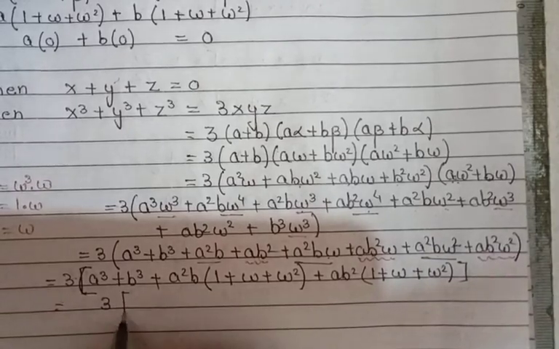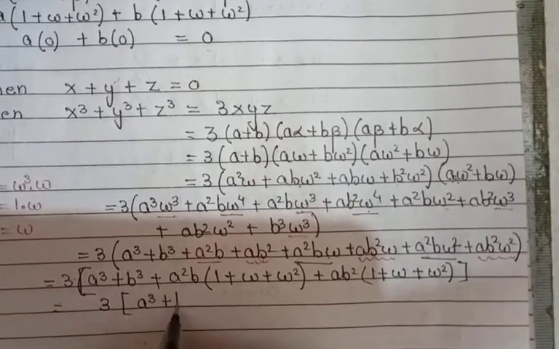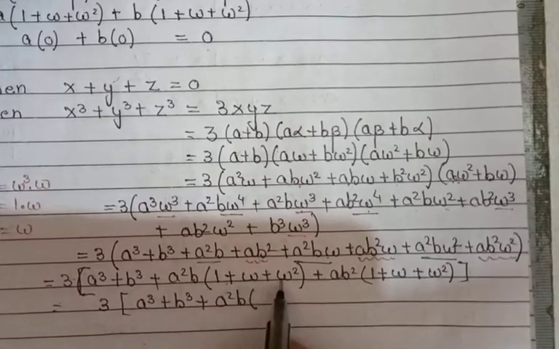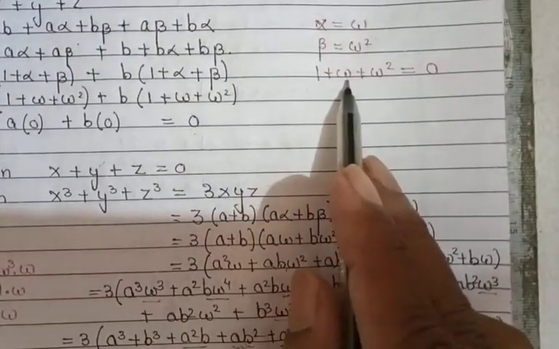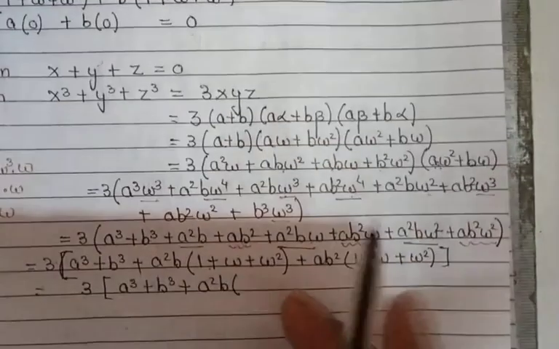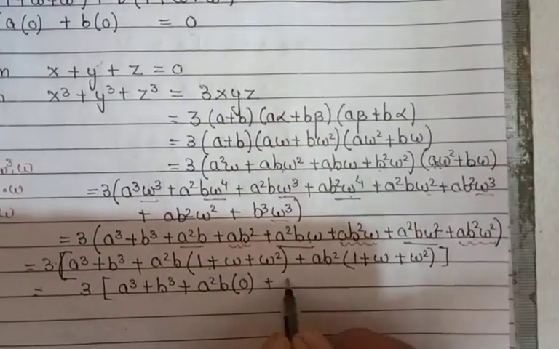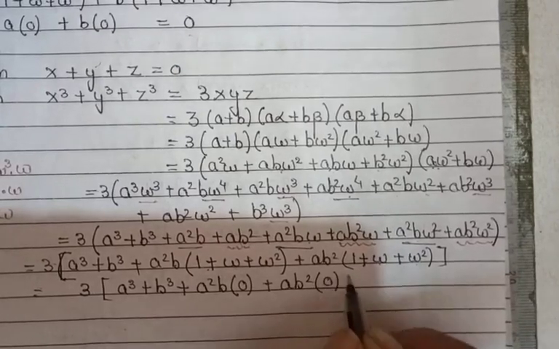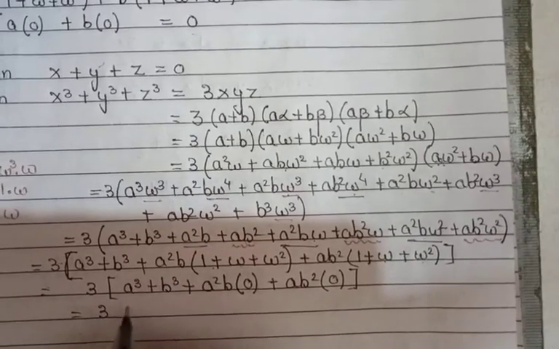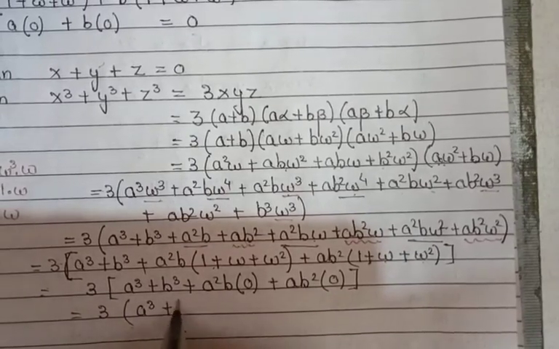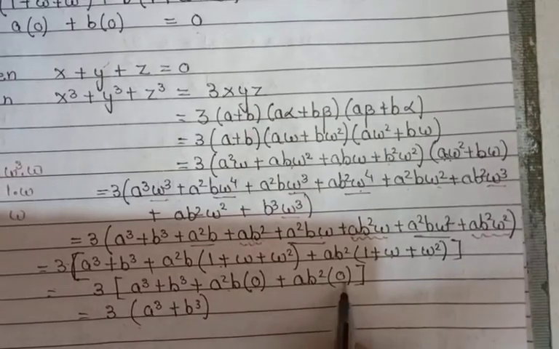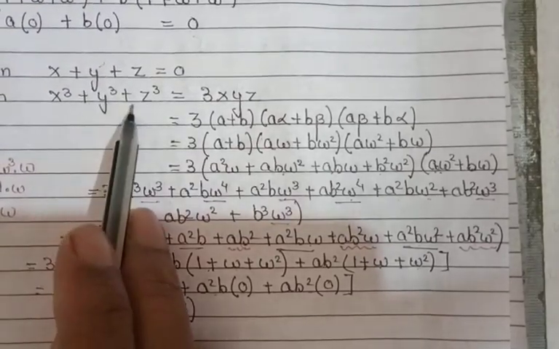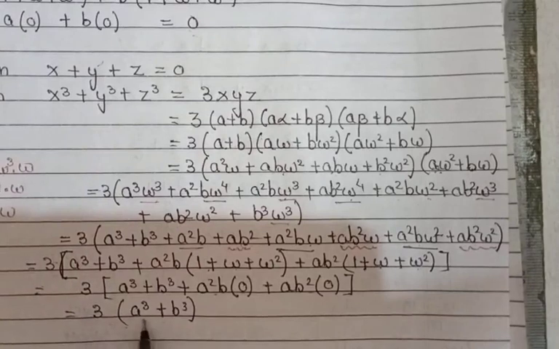So this will give you 3 times a cube plus b cube plus a square b into 1 plus omega plus omega square. See, 1 plus omega plus omega square is 0, so replace it by 0. Similarly for a b square, 1 plus omega plus omega square will be replaced with 0. So this will give you thrice a cube plus b cube, and the other two terms become 0. Hence proved. So you were asked to prove that x cube plus y cube plus z cube is equal to thrice a cube plus b cube.